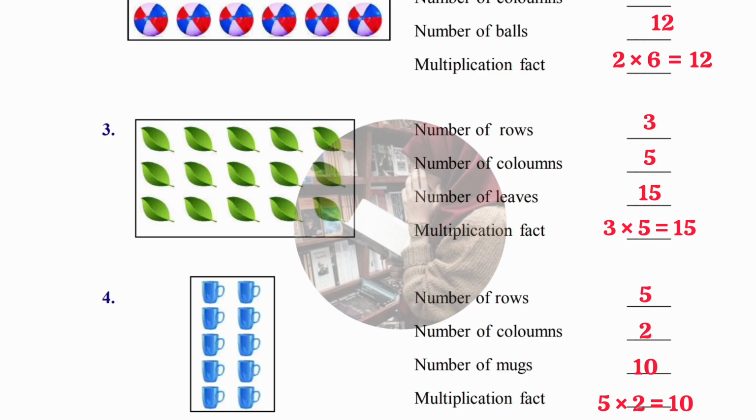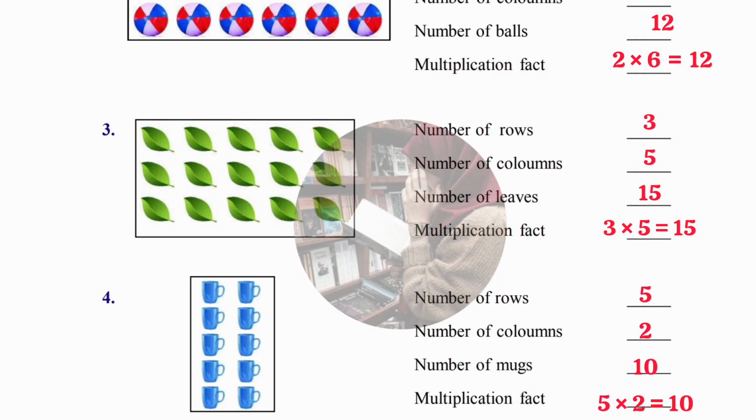Columns means the vertical way. So we have 2 columns. Write down 2. So number of mugs. Total number of mugs. Just count it down. 1, 2, 3, 4, 5, 6, 7, 8, 9, 10. 10 mugs are there. So the multiplication fact will be 5 multiplied by 2, means rows multiplied by columns, equal to 10. Total we have 10 mugs.